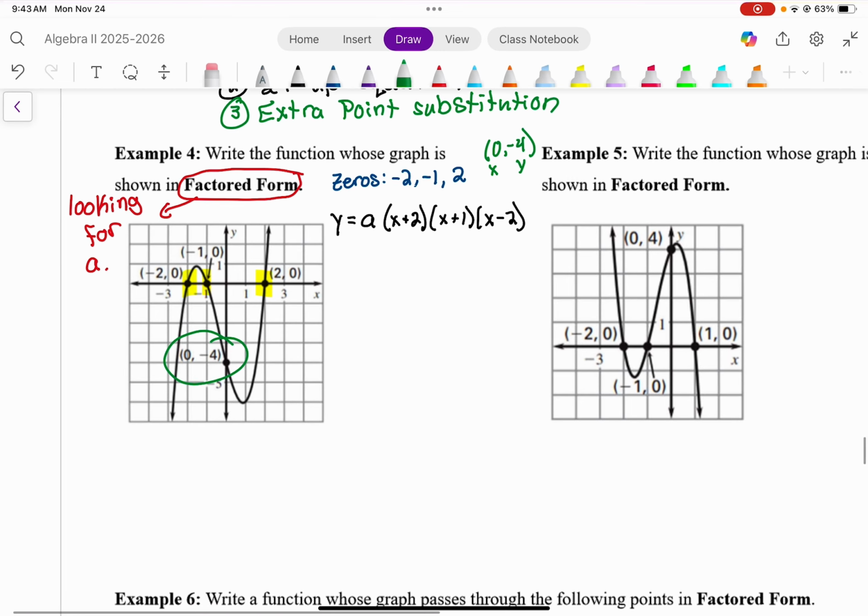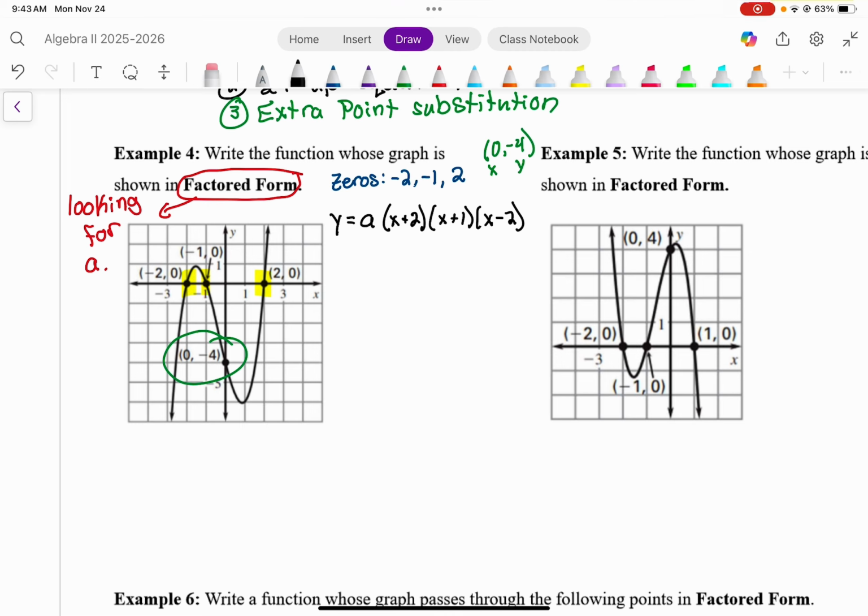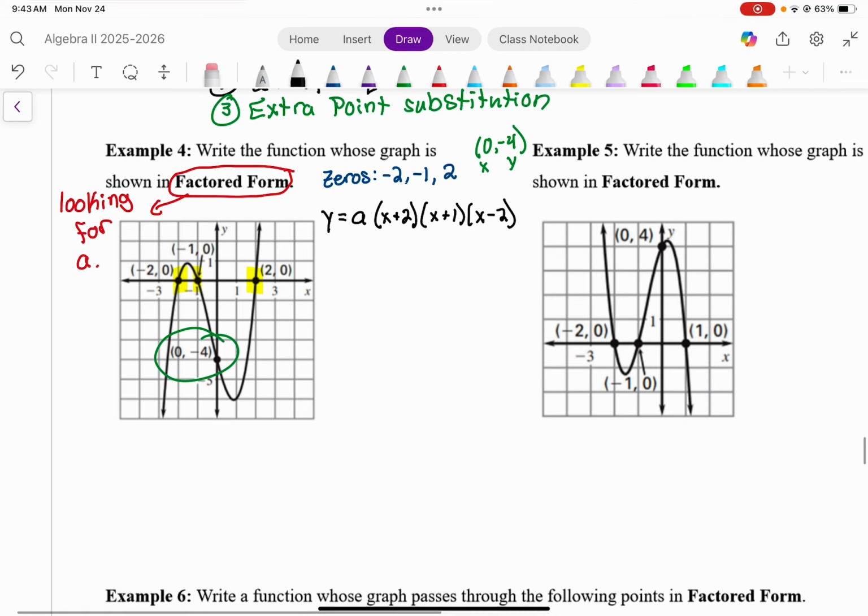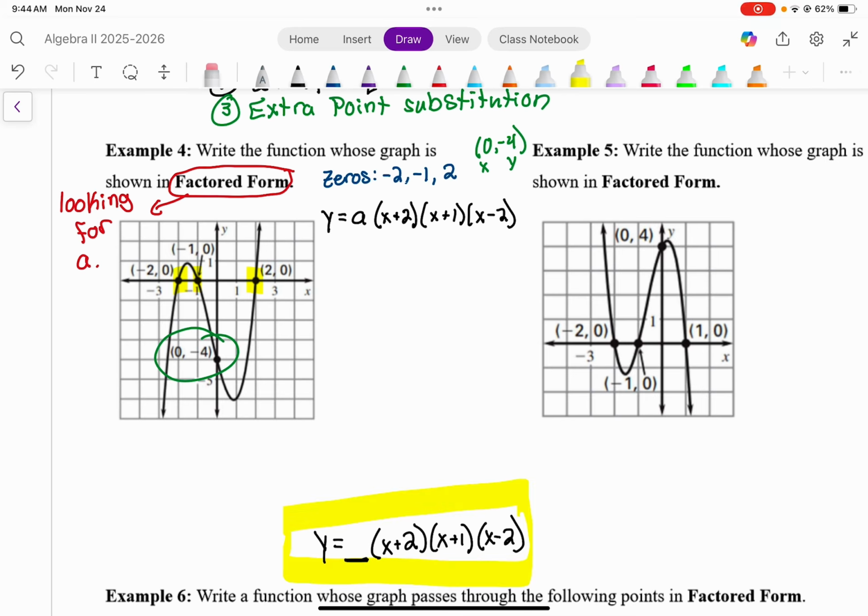Now, the important thing is that this is asking you to write a function. So your final answer needs to be an equation. And a lot of people forget to write that equation at the end of the problem. So one thing that I recommend is, before you even start solving for a, rewrite your equation at the bottom, leaving a space for your a value. That way, when you find a, you'll remember to plug it into your final answer, which is the original equation.